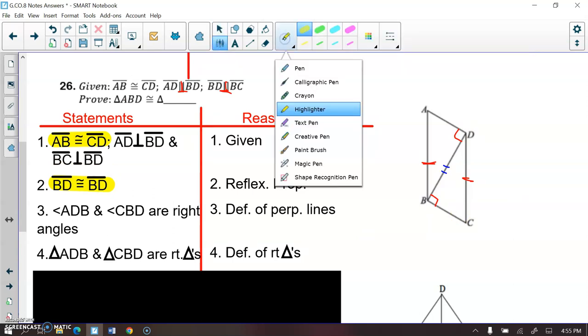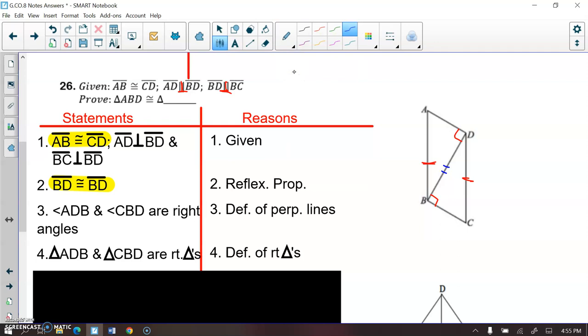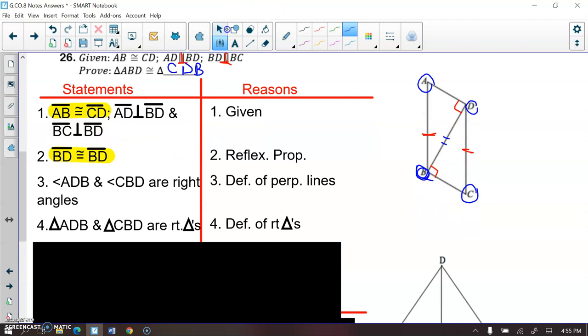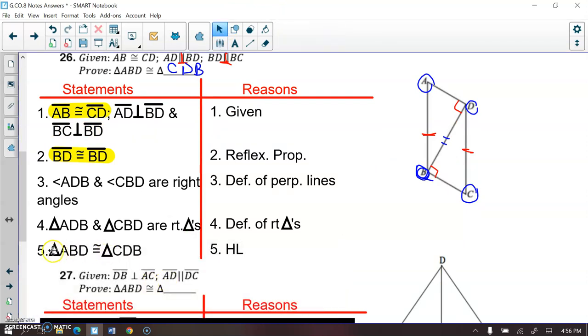So angle A on my first triangle would be congruent to angle C on my second. Angle B is the non-right angle on my first triangle, so that's congruent to angle D on my second. And angle D is the right angle on my first triangle, which is B on my second triangle. So CDB would be the correct way to write these triangles. So triangle ABD is congruent to triangle CDB by HL.